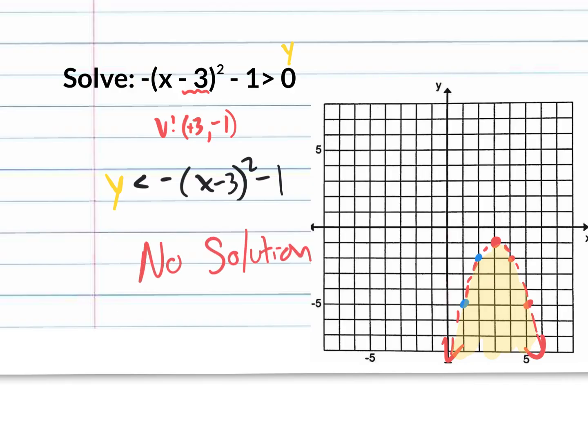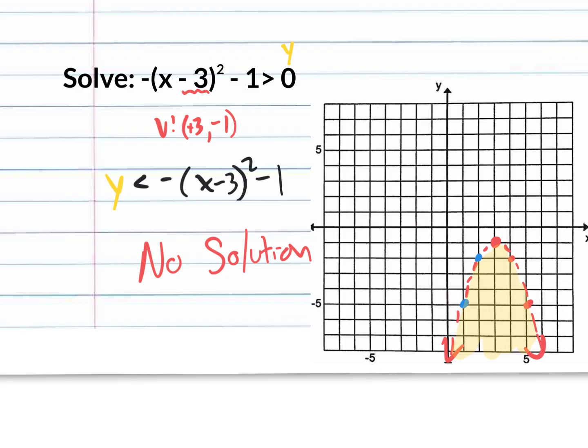So keep in mind, sometimes you're going to have the highlighted area between 2 points. You do a compound inequality. Sometimes it's going to the left and to the right, so you do 2 separate inequalities with the word or between them. Sometimes it's only one dot where it just touches and it's a solid parabola. But right here, none of this is highlighted, so it's no solution.